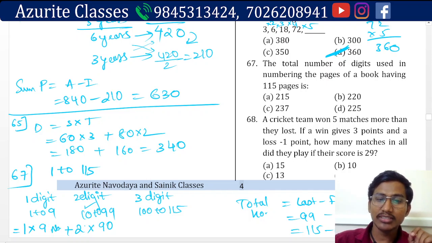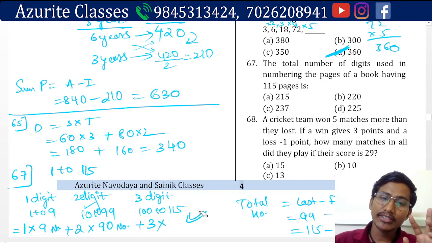Okay, 9 numbers, and then 2 into here 90 numbers, and plus here 3 digits into how much for the third, right? So 16 numbers. So if you multiply and add them, you will get the answer.